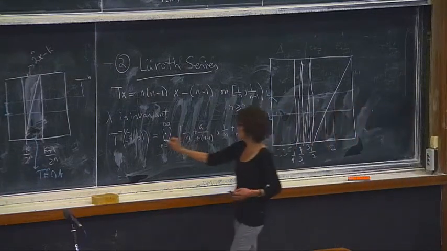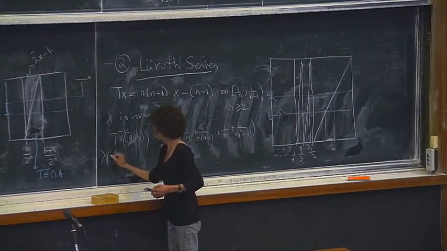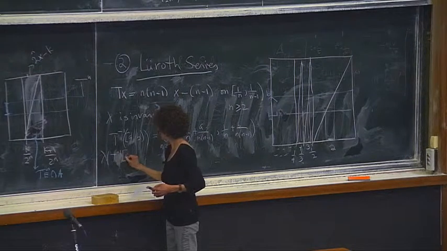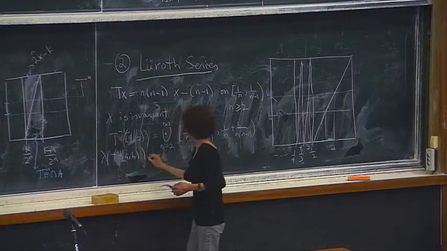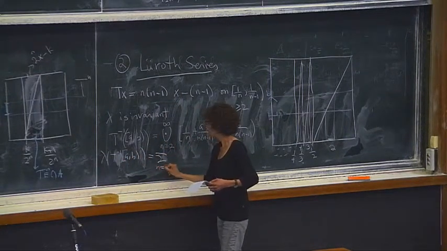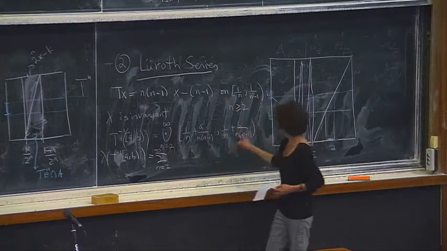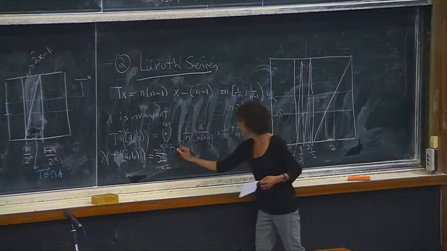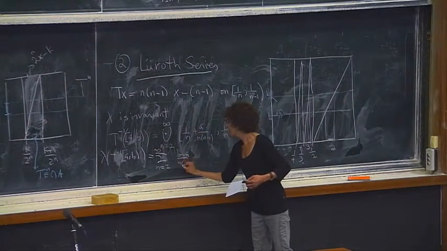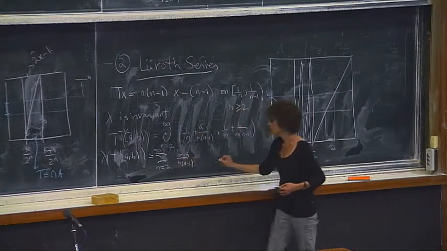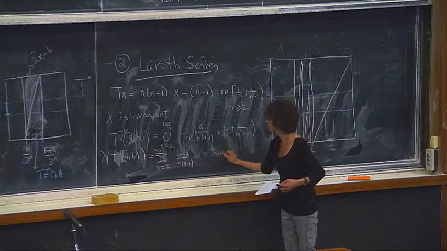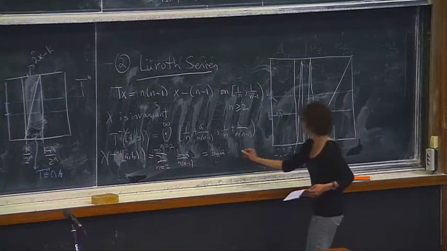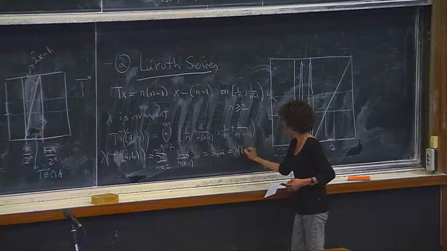So the measure of T inverse of (A, B) is just the sum of these guys. And here, if I subtract, the 1 over n drops out, and I get (b minus a) over n minus 1. And we all know that this series goes to 1, so you get b minus a, which is the measure of A.